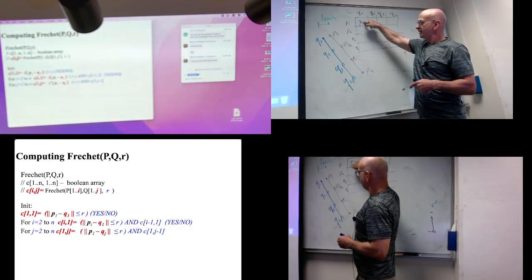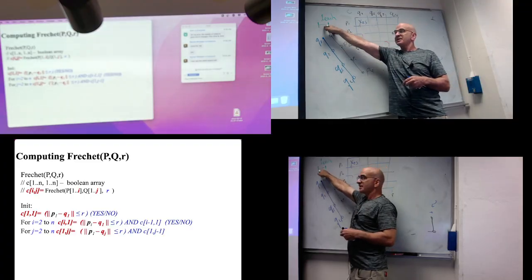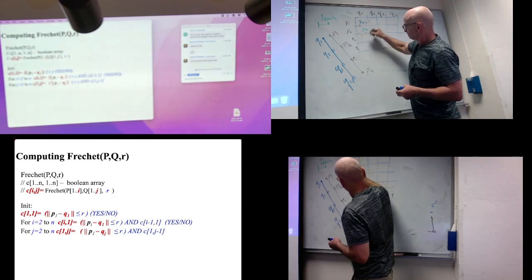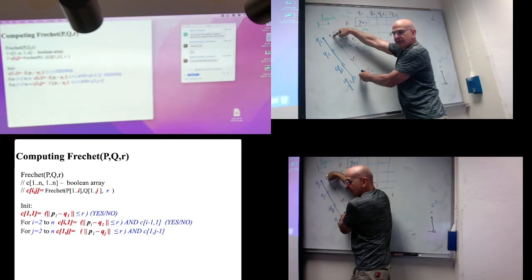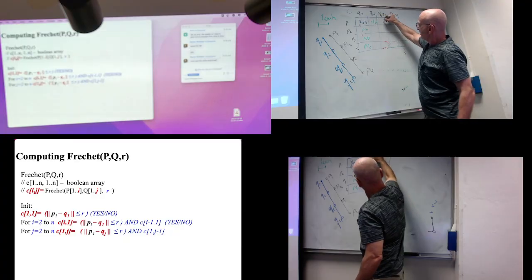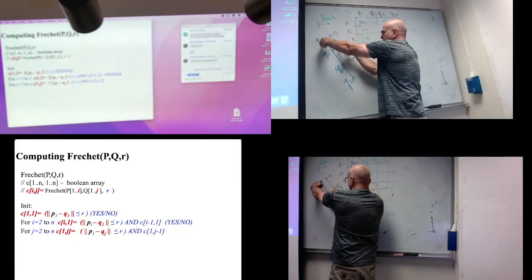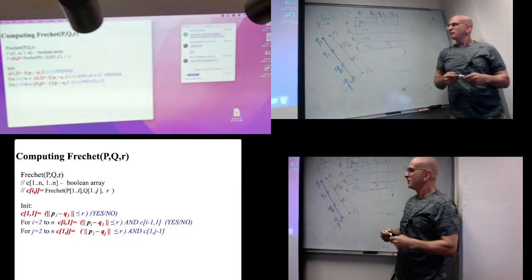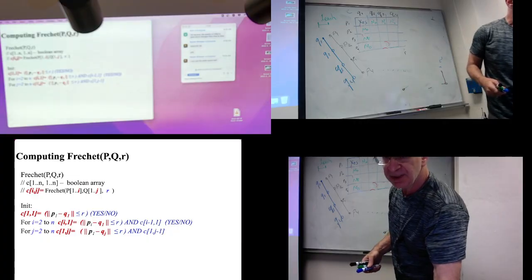I'm still in the initialization. P1 minus Q2, this distance versus this leash. By eye it looks like no. Definitely not this one minus this one. So this is yes, and similarly no, no, no. When we check the distance from Q1 to P2, P3, P4, it's too long with respect to this leash. So that's what the table looks like after the initialization.